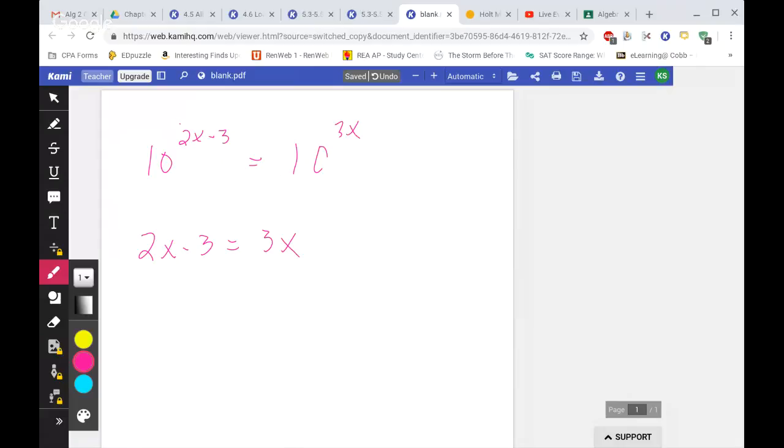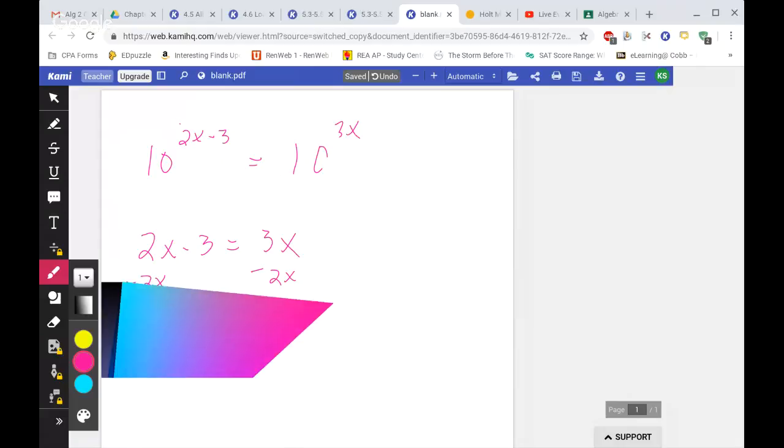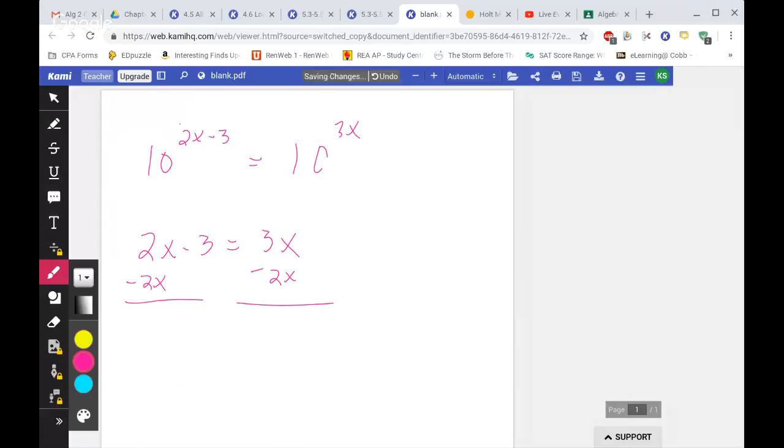So to work this the rest of the way out, we'll subtract 2x from both sides. We got negative 3 equals x. So negative 3 equals x. So the same thing for the other one, right? Well, that would just be 1, right?